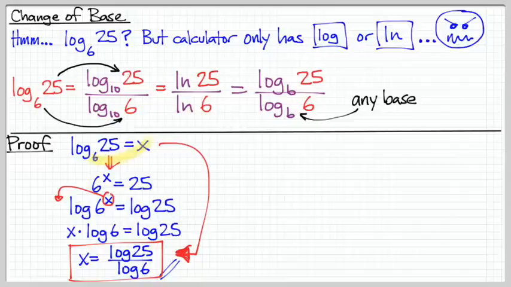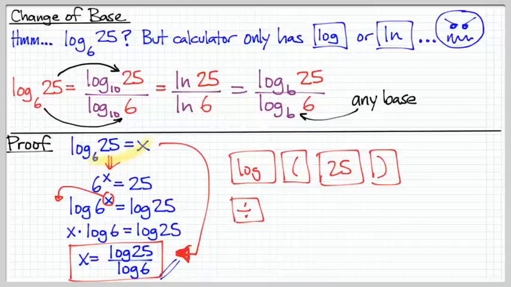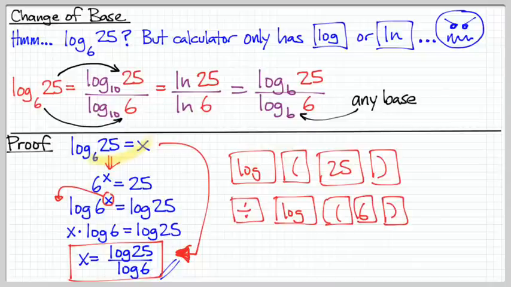So if you have a calculator, you can just press your log button. You might need to use a parenthesis, 25, another parenthesis, divided by log, parenthesis 6, parenthesis, equal. And that should give you your log base 6 of 25. Give it a try.